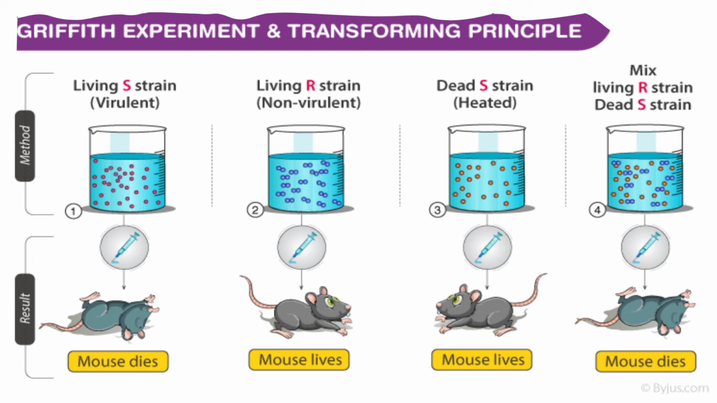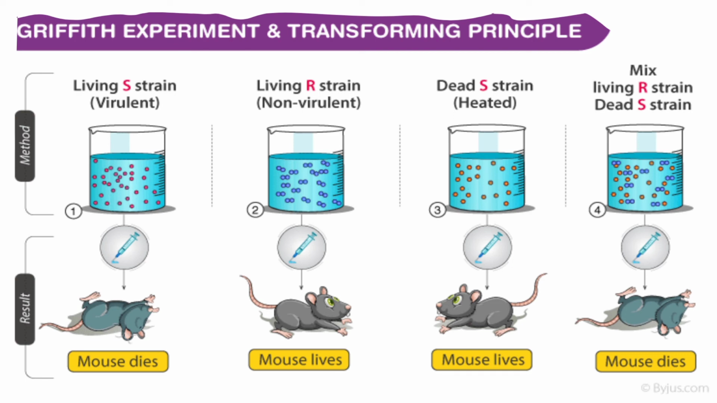Now see this diagram. First he injected the S strain, which is very virulent in nature, into a mouse, and the mouse did not survive, it dies. When he injected the living R strain, the non-virulent strain, into a mouse, the mouse survives. There is no effect in that mouse. Now he heated the virulent S strain and injected it into the mouse. The mouse is living now, because the virulent nature is degenerated by heating, so the virulent nature is reduced.